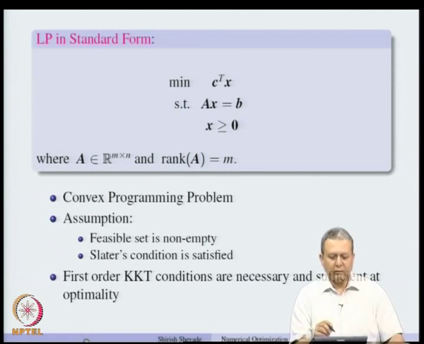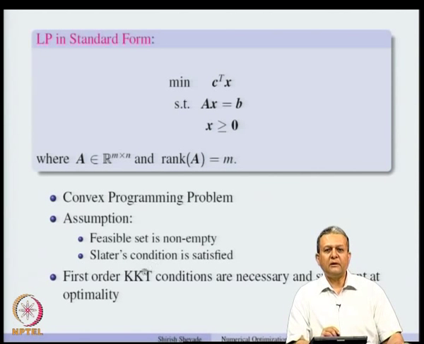We also assume that the feasible set of this linear program is non-empty, and also Slater's condition is satisfied. That means that the feasible set has a non-empty interior. Then under these conditions, we had already seen that first order KKT conditions are necessary and sufficient at optimality.